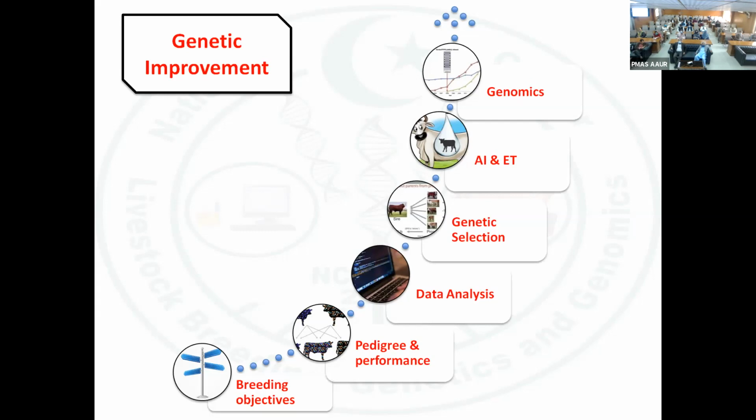And then we need to record data on pedigree and performance of those animals. This is the second step. And then comes data analysis. We would analyze that data and we would suggest which animals are the best ones. So this is the foundation for genetic selection. We will select genetically superior animals on the basis of genetics. And then artificial insemination and embryo transfer, these are reproductive technologies which would help us in disseminating their germplasm. And on top of that is genomics.